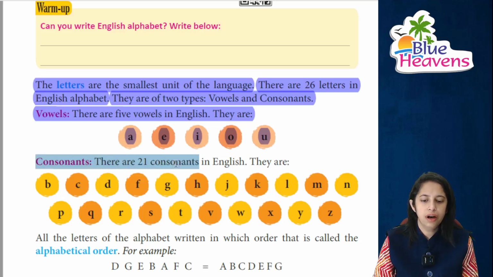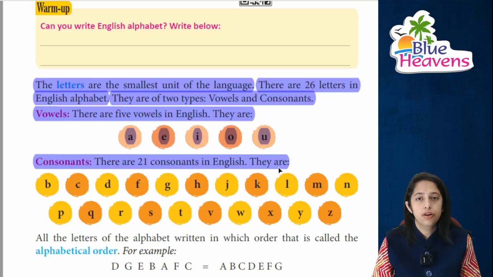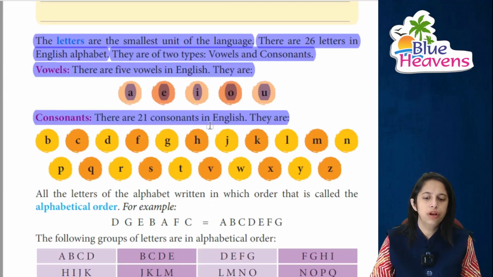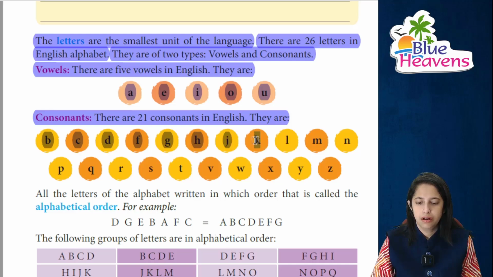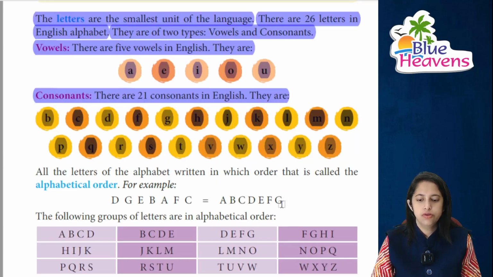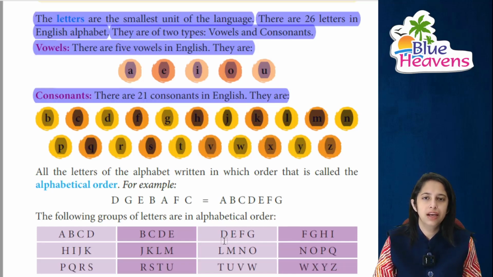Then comes the consonant. There are 21 consonants in English. जो A, E, I, O, U को छोड़ के जितने भी alphabets बचते हैं, जितने भी letters बचते हैं, उन्हीं को हम क्या बोलते हैं? Consonants. Like B, C, D, F, G, H, J, K, L, M, N, right? Then P, Q, R, S, T, V, W, X, Y, and Z. So these all are what? There are 21 consonants in English, right?